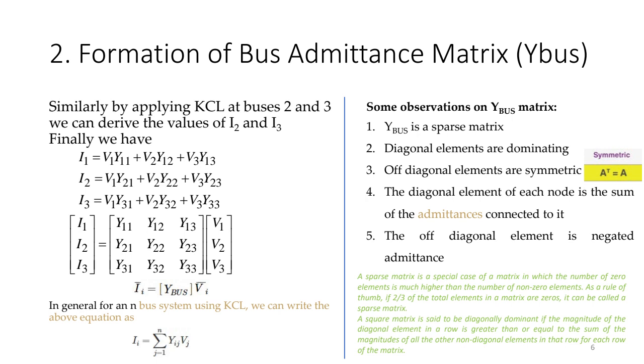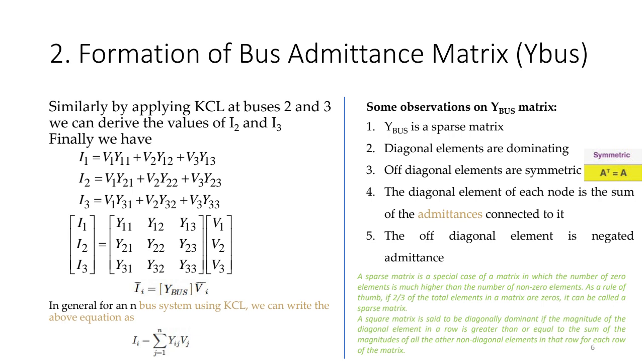Then there are some observations from the Y-bus matrix that we also discussed, but I'm not going into the details of the Y-bus. The points we can discuss are that the Y-bus is a sparse matrix, the diagonal elements are dominating, and the off-diagonal elements are symmetric. Symmetric means that if the transpose of a matrix A is equal to A, then we call it symmetric, and the Y-bus matrix you form is a symmetric matrix.